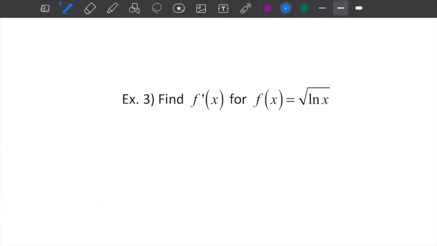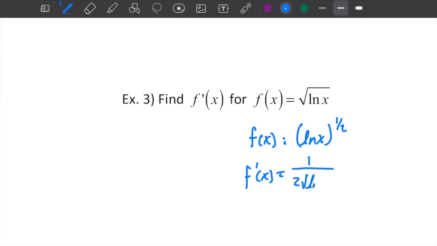Next up, find the derivative of the square root of natural log of x. Now, remember that this can be rewritten as natural log of x raised to the 1/2 power. So we need to apply the chain rule. First up, we've got the derivative of the outside, the derivative of the square root function. So we have 1 over 2 square root of the argument ln x, multiplied by the derivative of the inside. Derivative of natural log of x is 1 over x. So we have f prime of x is 1 over 2x multiplied by the square root of natural log of x.